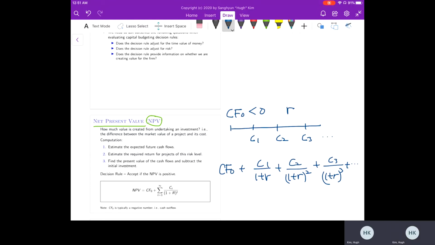This is called net present value. It's called net present value because it calculates the present value of future cash flows, net of the initial cost of the investment.